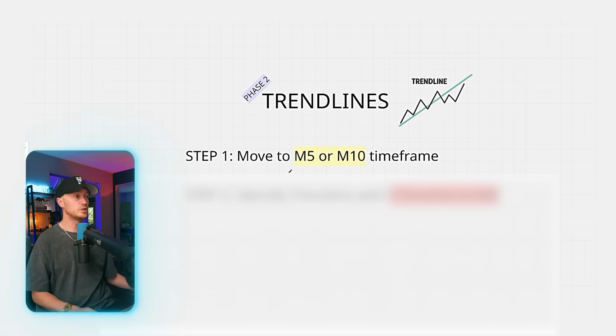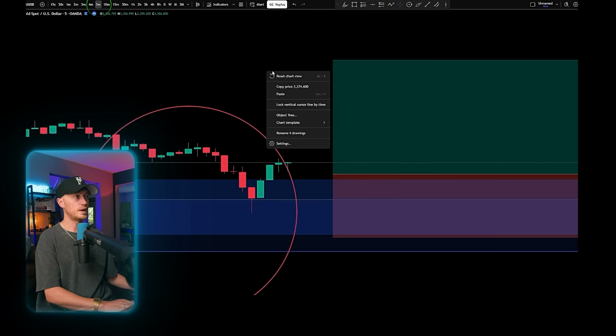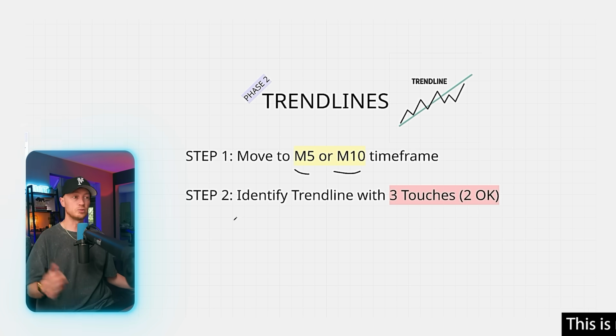Very simple, move to the M5 or the M10 time frame. So let's just go up here and click M5. I'm just going to reset the chart view. Now we're on the M5 time frame. It looks great. So let's move to step two.